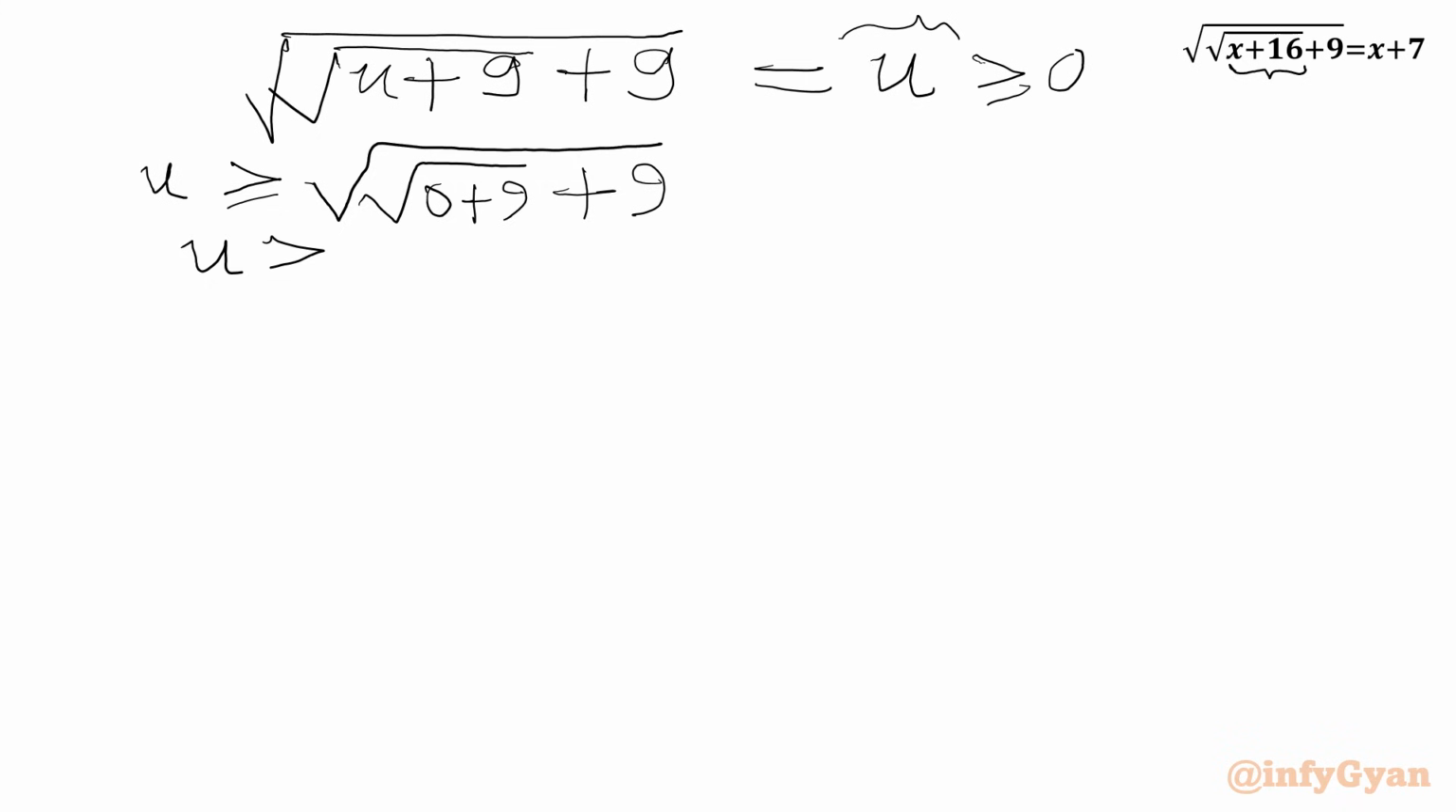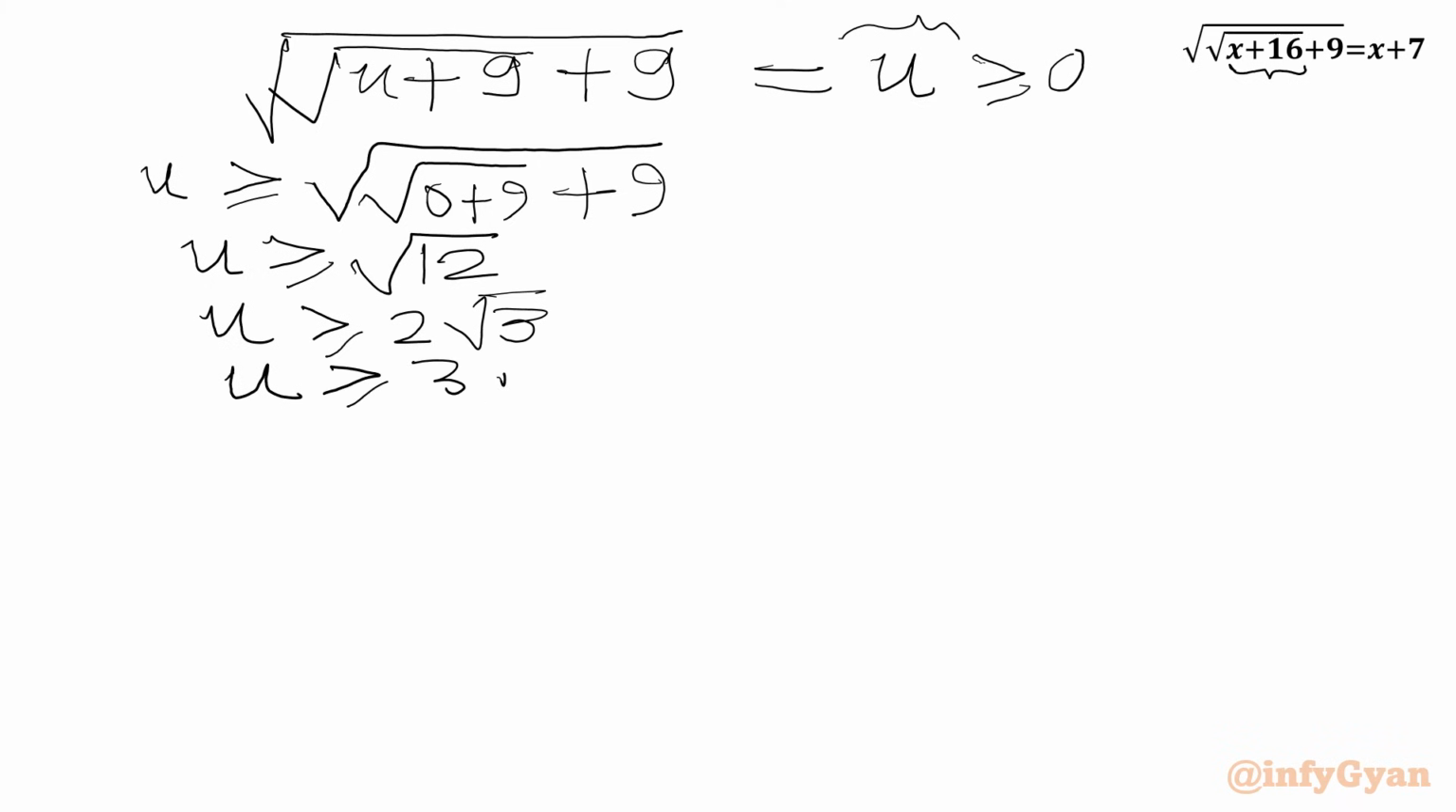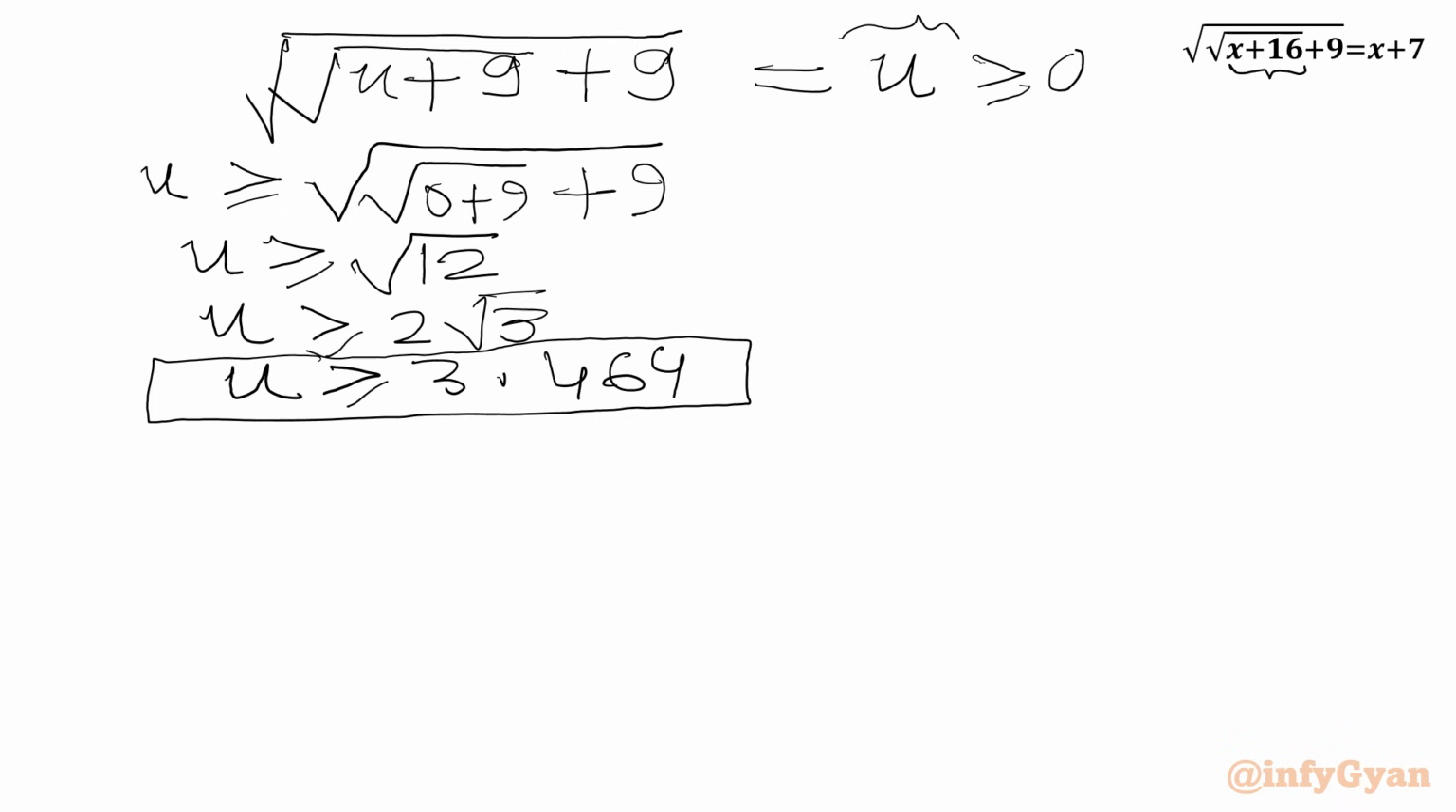So u must be greater than or equal to square root 9, which is 3. So we will be writing 3 plus 9 is 12. So the minimum u will be 2 square root 3. If I will put the approximate value of square root 3, 1.732, we will be getting u equal to 3.464. So our u must be greater than or equal to 3.464.